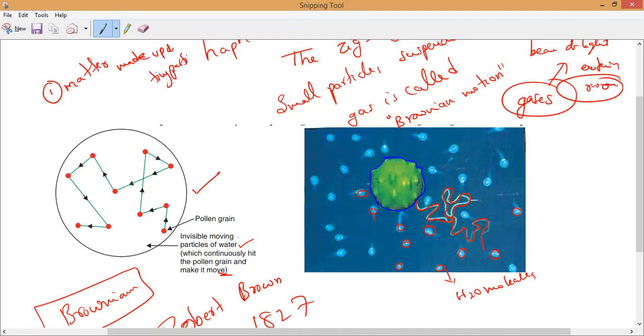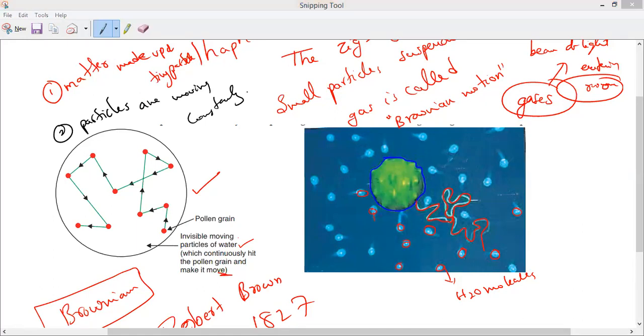And what is the second conclusion? Others also open the mouth. Don't simply say. Particles are constantly moving or continuously moving. For every experiment, we are making the same conclusions: particles are moving constantly. These are the two conclusions which we can make from this experiment.